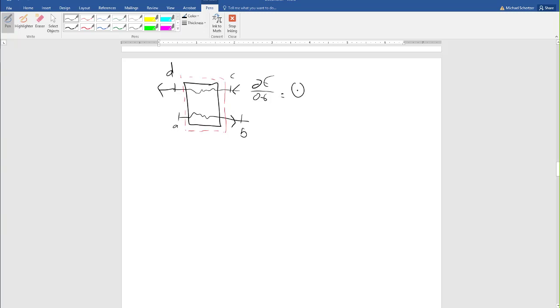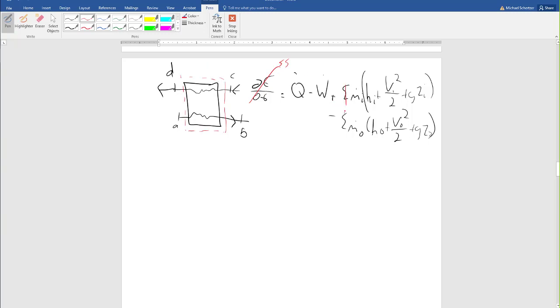So dE/dt is equal to Q dot minus W dot plus the sum of m dot in, h in plus V in squared over 2 plus g z in, minus the sum of m dot out, h out plus V out squared over 2 plus g z out. Normally, the assumptions that we'll make here are that it's steady state, one inlet, one outlet. It's got no fan blade, so it's passive. We'll neglect kinetic and potential energy because there are no diffusers or nozzles.